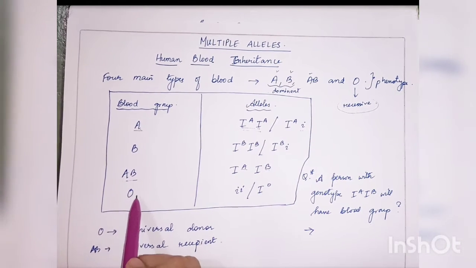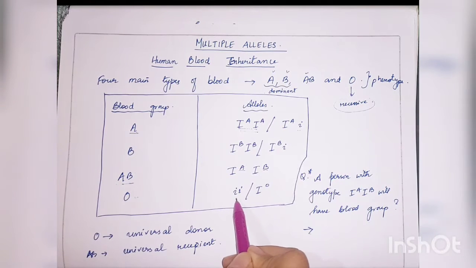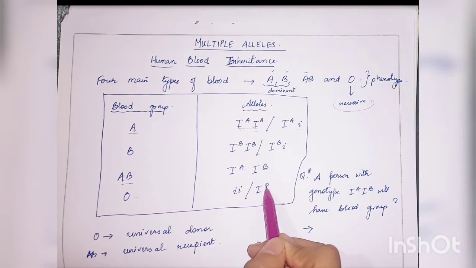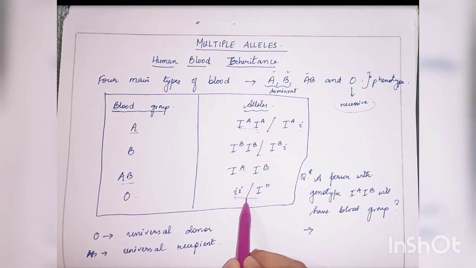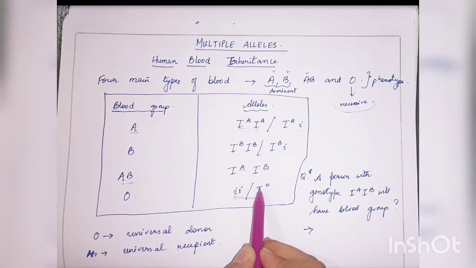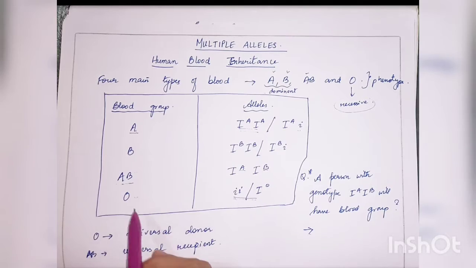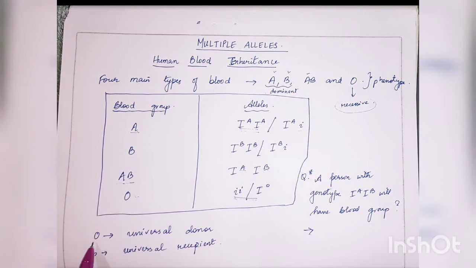Clear? And for blood group O, like I've said, O is recessive. That means they will have the allele small i, small i, not capital I. So this is the recessive allele. Clear? So whenever there is small i small i, then the blood group will be O. O is considered a universal donor, and blood group AB is called the universal recipient.